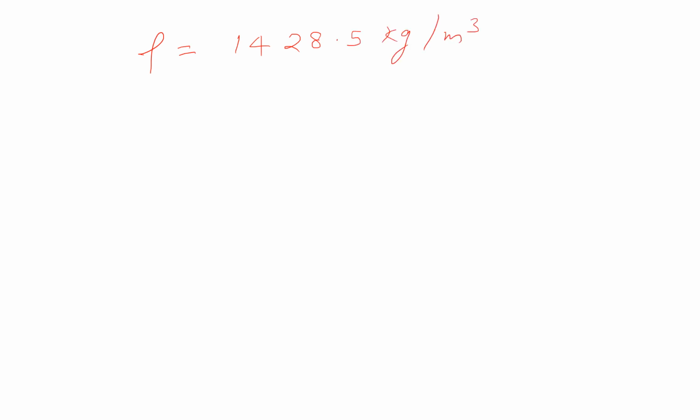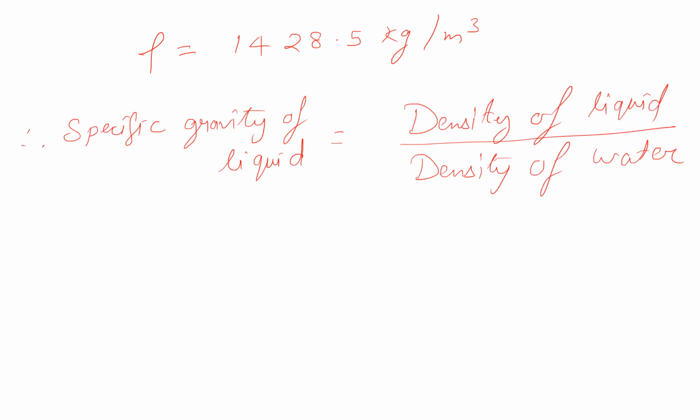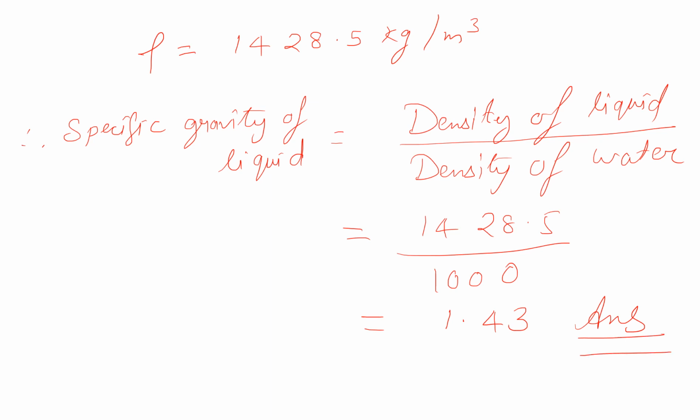Now according to the question, we have to find specific gravity of the liquid. So specific gravity of a liquid is defined as the density of the liquid to the density of a standard liquid, right? So the standard liquid here is water. So we take the standard liquid as water when we find specific gravity of any liquid. So let's put that value. So now putting the values, 1000 kg per meter cube is the value of density of water. So after solving this, we will get 1.43. So this is our specific gravity of the liquid.